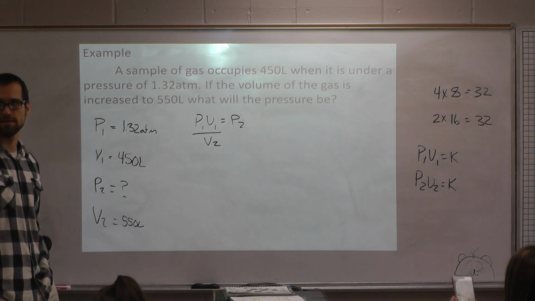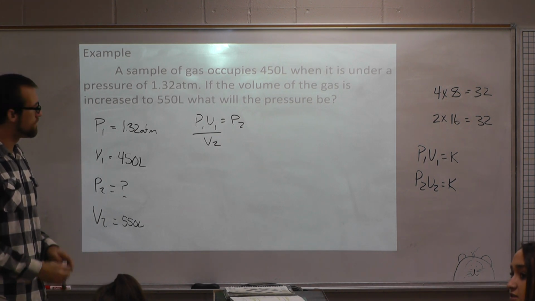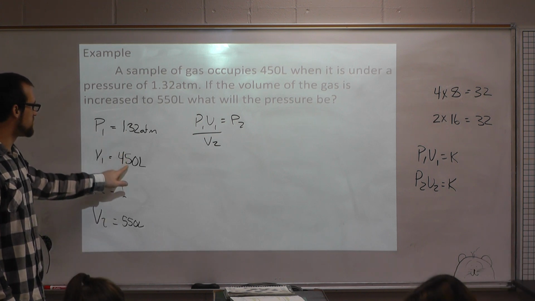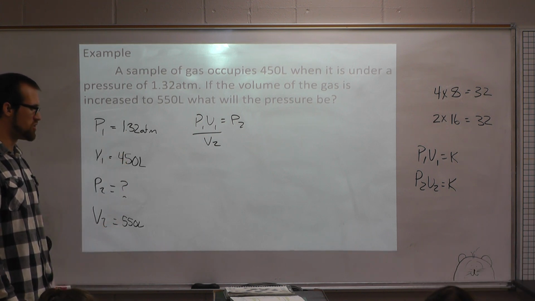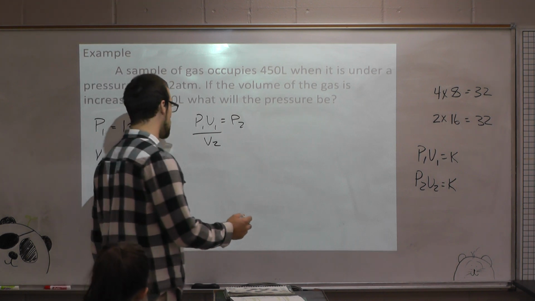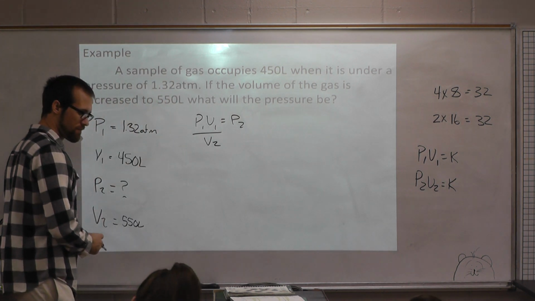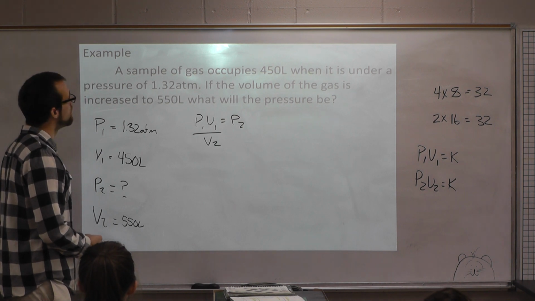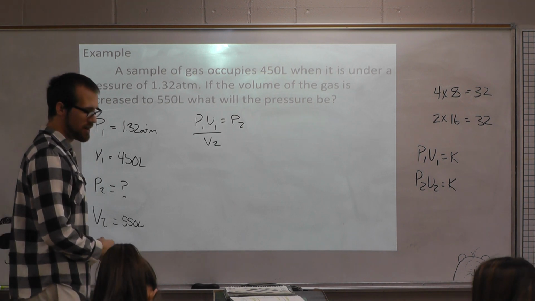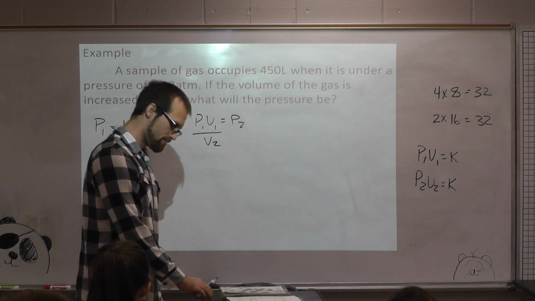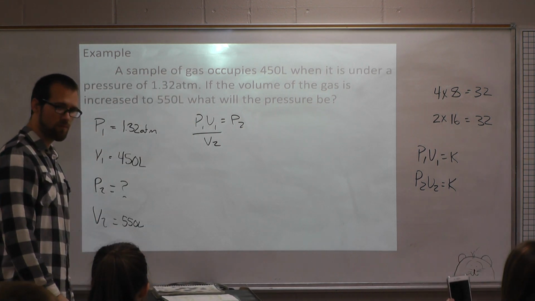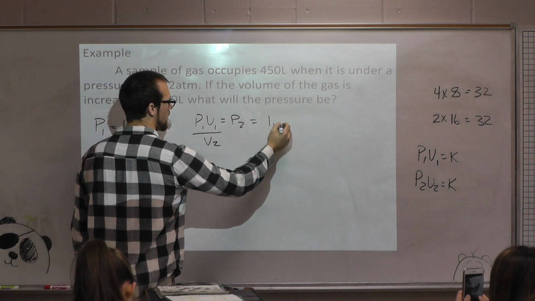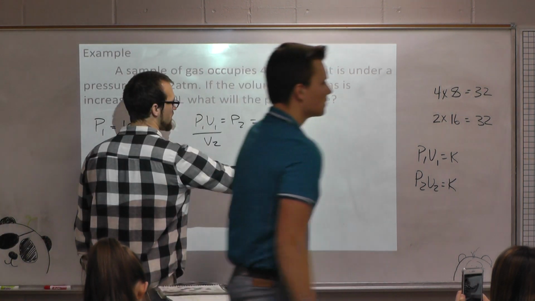Okay? Hold on, guys. So you can take your P1 times your V1, divide by your V2, and you should get your answer. Solve for pressure. 1.1 atmospheres is your answer.